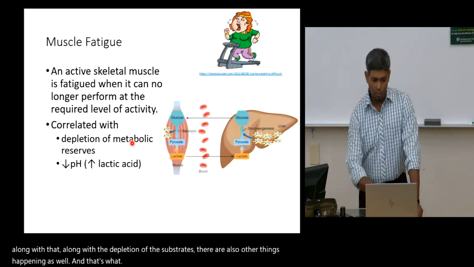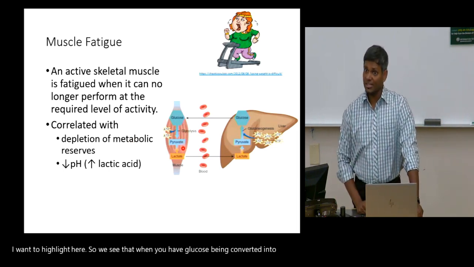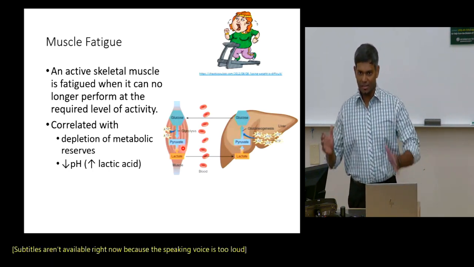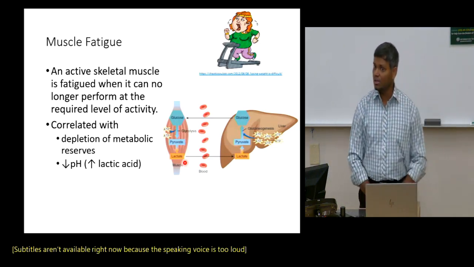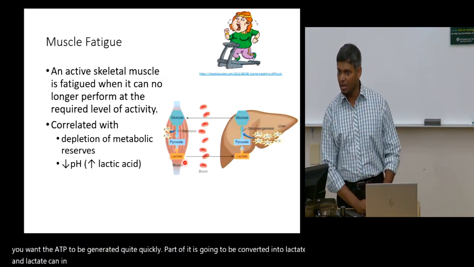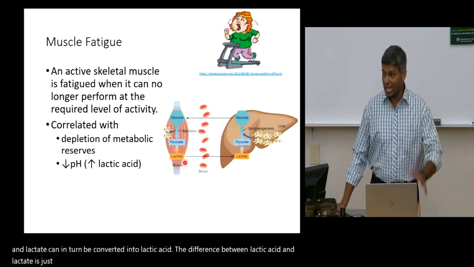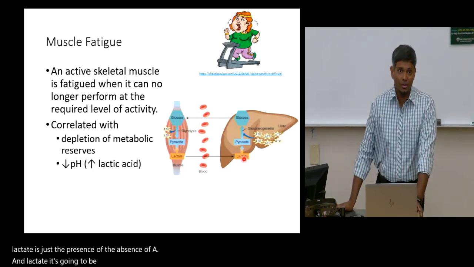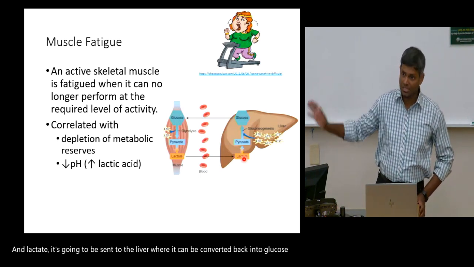So we see that when you have glucose being converted into pyruvate through glycolysis, and there is a lack of oxygen because the intensity of the activity is very high, you want the ATP to be generated quite quickly, pyruvate is going to be converted into lactate, and lactate can in turn be converted into lactic acid. The difference between lactic acid and lactate is just the presence or the absence of a hydrogen ion. And lactate is going to be sent to the liver where it can be converted back into glucose, and this I mentioned is the Cori cycle.